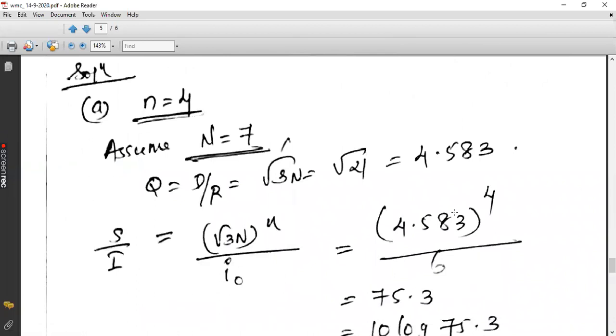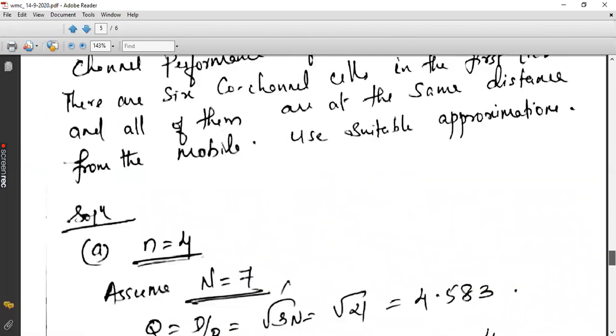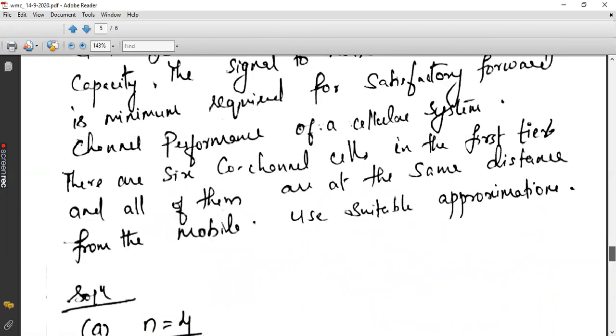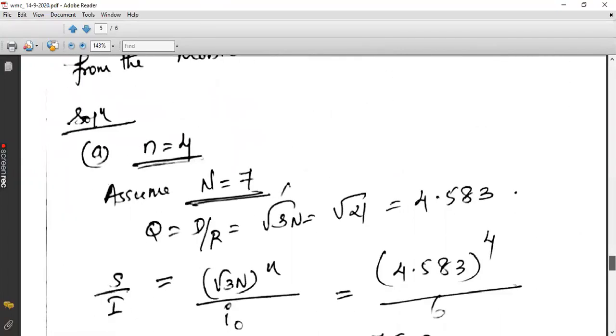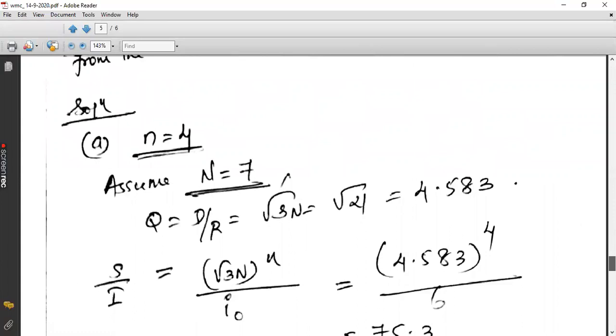Since in the given question it is assumed that there are 6 co-channel cells, first we will take cluster size N equal to 7 and we will see whether this can be allocated or not. Or else we will go for N equal to 12 like that. Okay. So first we will see N equal to 7. When you take N equal to 7, the quality factor or the reuse factor that you have is D by R, which is equal to root of 21, that is 4.583.